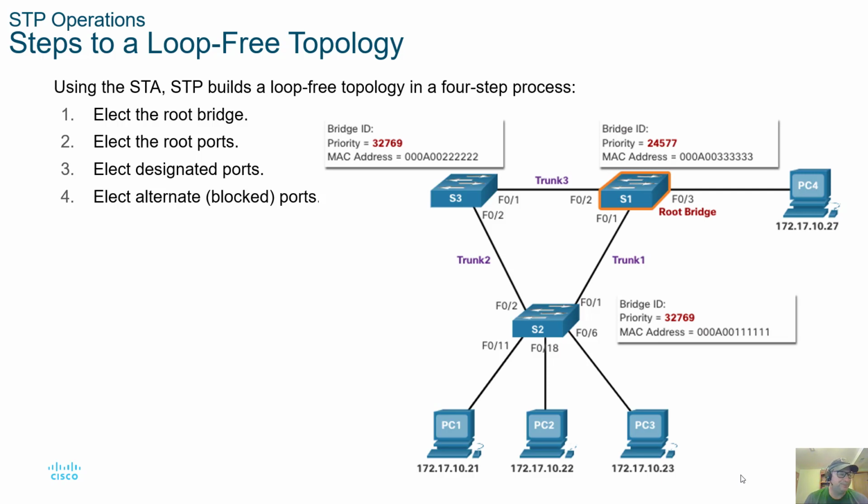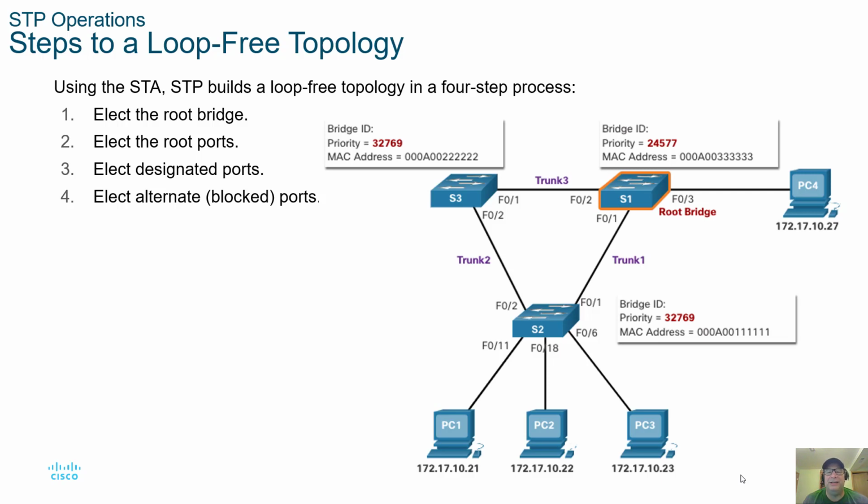Works out pretty good. Step 1, elect a root bridge. Step 2, elect the root ports. Step 3, elect the designated ports, and step 4, elect alternate blocked ports. Okay, so step 1, elect the root bridge. That seems cool. And then step 2 through 4, just label all the ports as either root or designated or blocked. Easy enough.